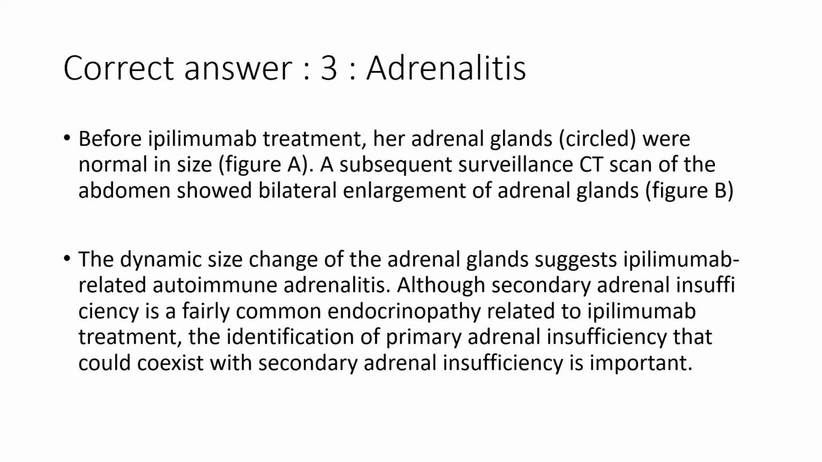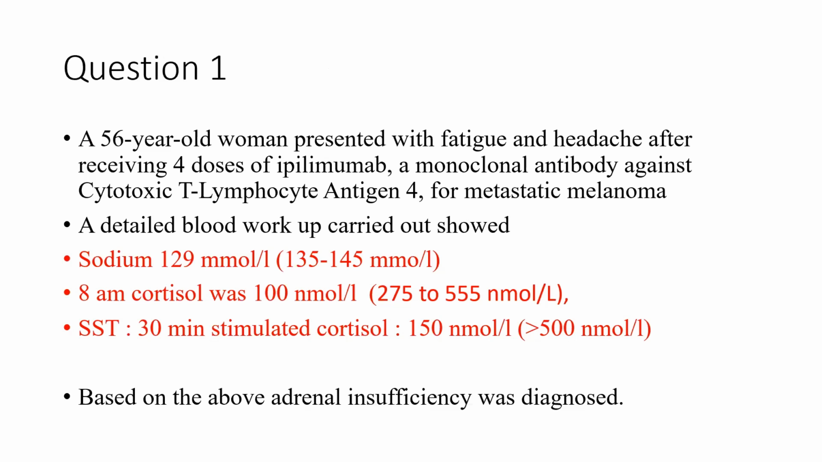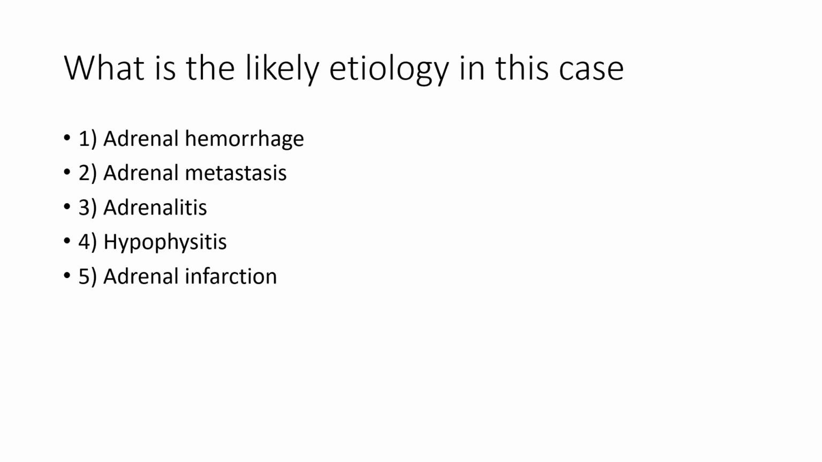Although secondary adrenal insufficiency is a fairly common endocrinopathy related to ipilimumab, the identification of primary adrenal insufficiency is equally important. What do they mean by that? If you look at the MRI pituitary, it was normal in this patient. And the workup in terms of the adrenal insufficiency was clearly a failed short Synacthen test with a low random serum cortisol.